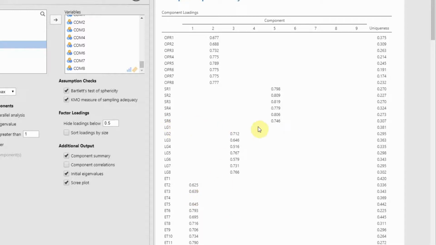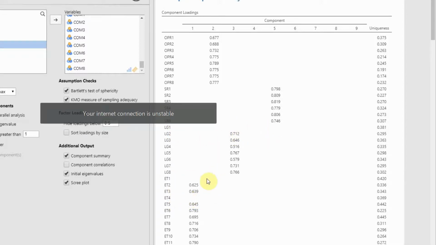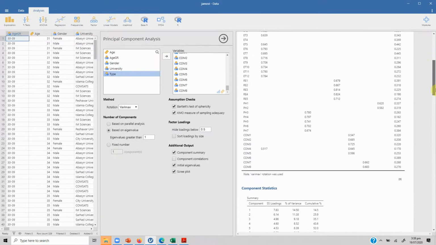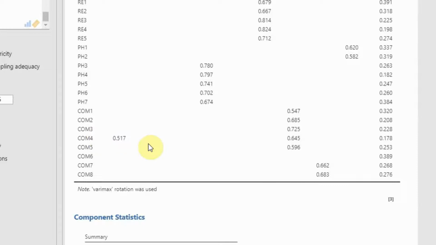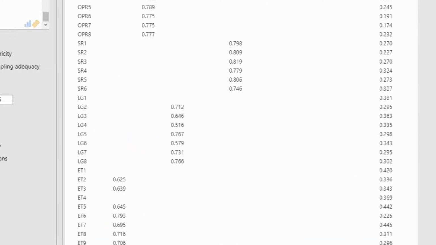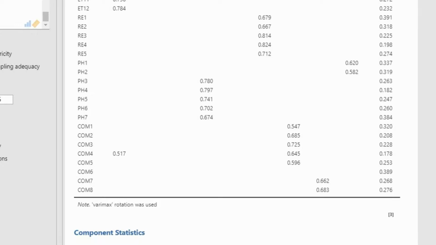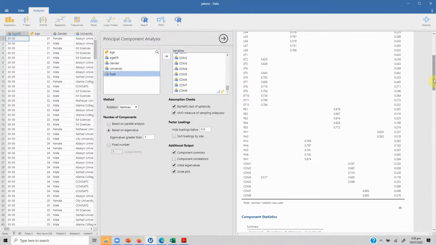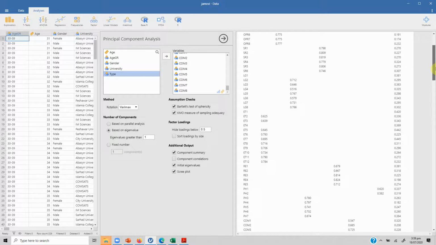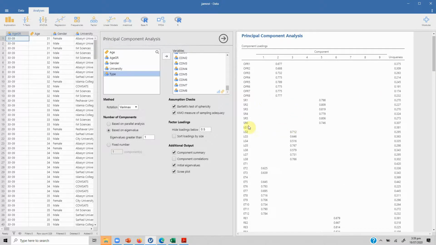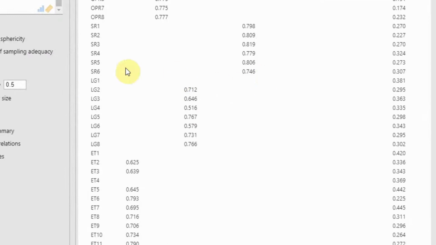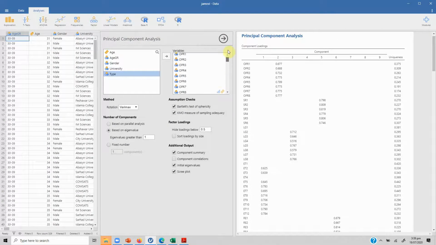But if you see, some of the items are actually not loading. There is no loading for some of the items, like legal responsibility, LG1, it hasn't got any loading. Ethical, ET1 or ET4, this one hasn't got a loading. This one is loading onto 2 variables actually. It's loading onto 1 and it's loading onto 7. So let's say what we do is, because this is not loading anywhere, it has got loading less than 0.5. So since we are not going to use any items that have low loading, let's first remove LG1.